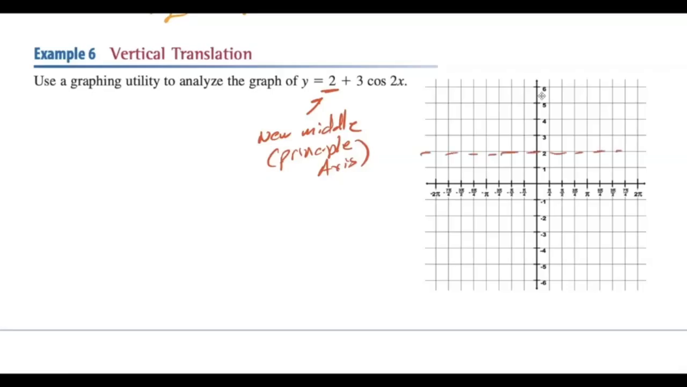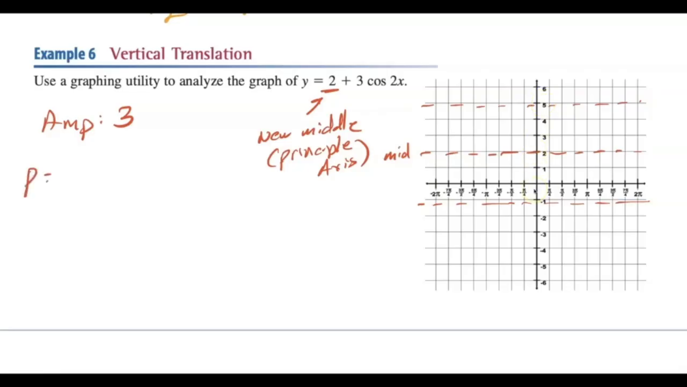Here's our new middle. And for me, this is going to be easier than the horizontal translation because we're going to do everything the same. What's our amp? Well, our amp is the number in front of the cosine, 3. That means, like it always means, you go up 3 and down 3 from your new middle. It used to be from 0, but now we're moving everything up 2. This is my new middle. And we're going to go up 3, up to 5. We're going to go down 3, down to -1. So the highest part of my amp is 5, and the lowest part is -1.